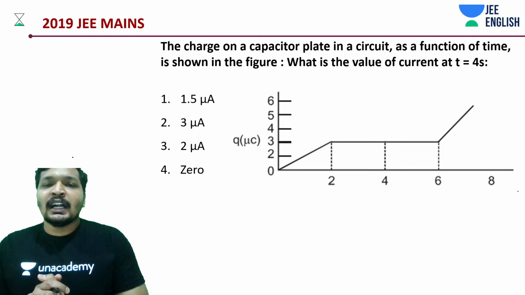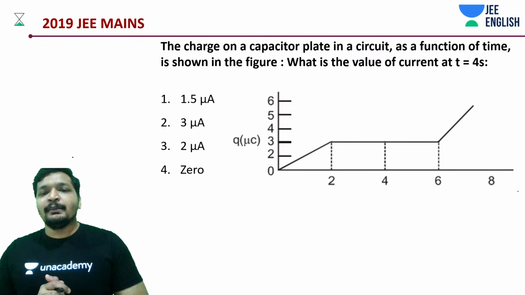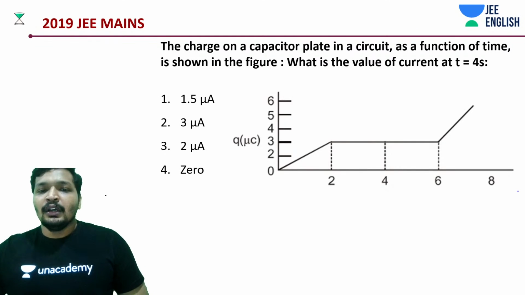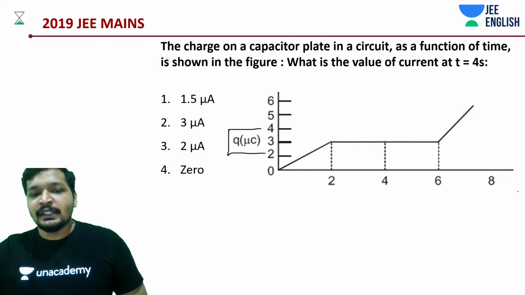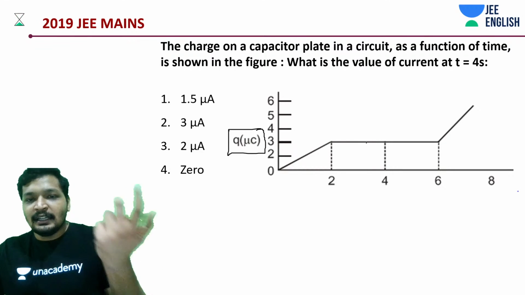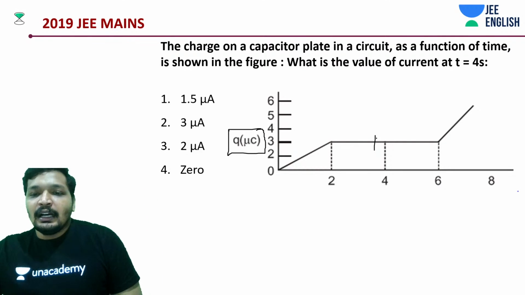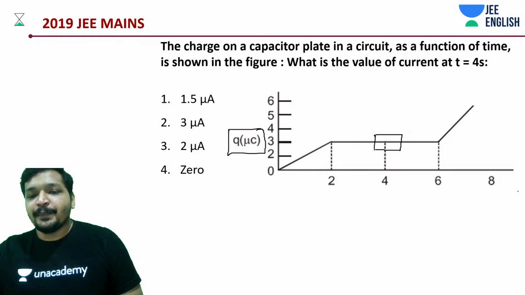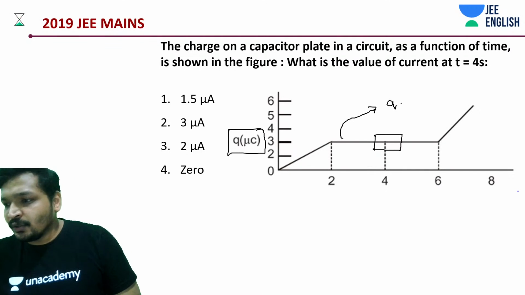What is the answer? Charge on the capacitor plate as a function of time is given, and they've asked you, so this is the charge. We have no explanation around this because you don't require an explanation. You guys are smart. And what is this thing? At 4 seconds. What is this? This is saying Q is constant. It should be how much?